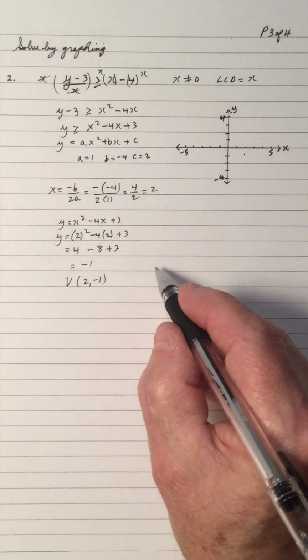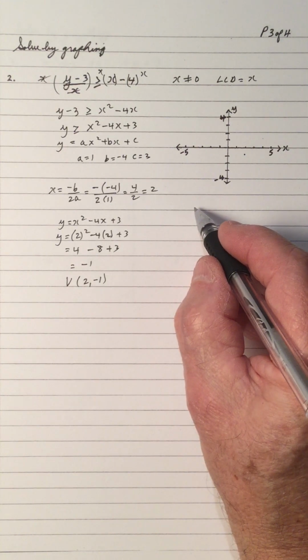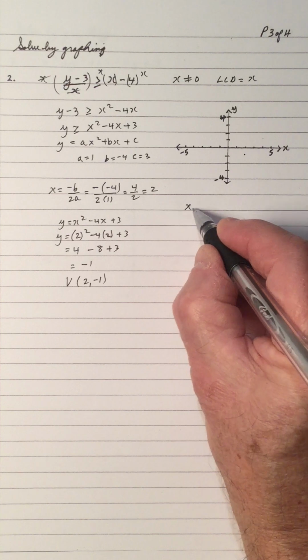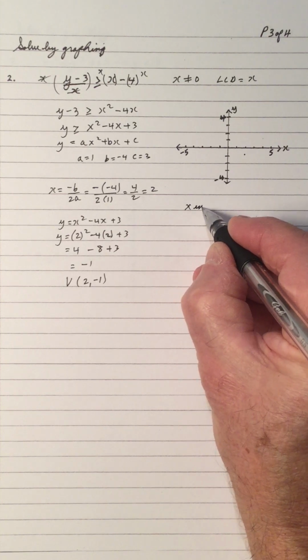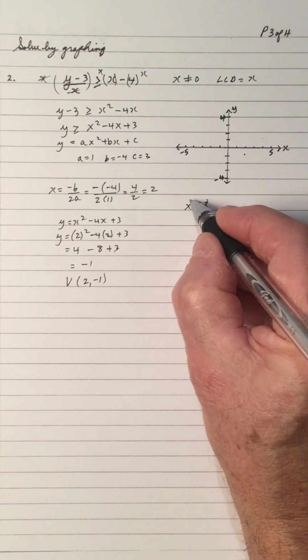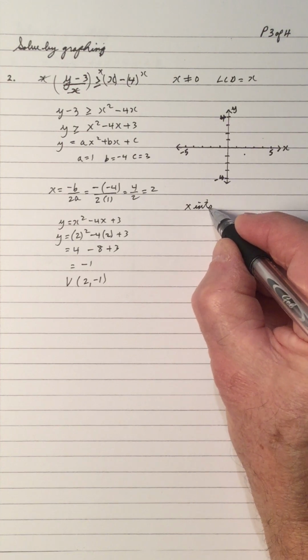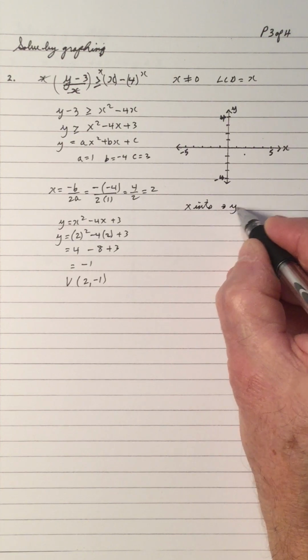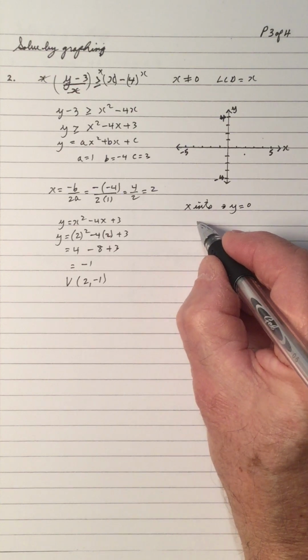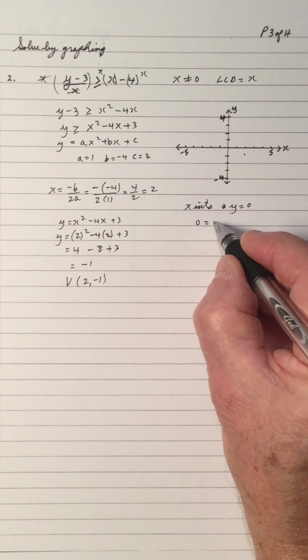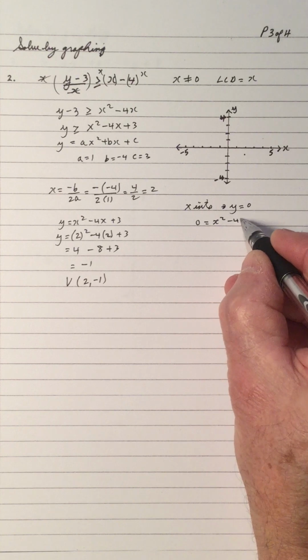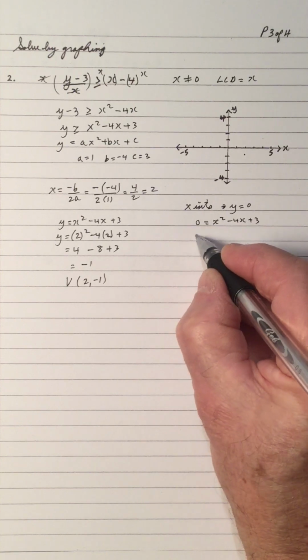And also, in relation to this parabola, we can get the x-intercepts. Okay, let's get the x-intercepts. We can get the x-intercepts by letting y equal 0. So we let 0 equal x squared minus 4x plus 3.